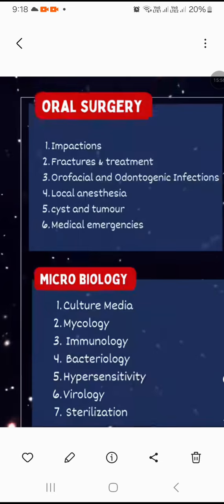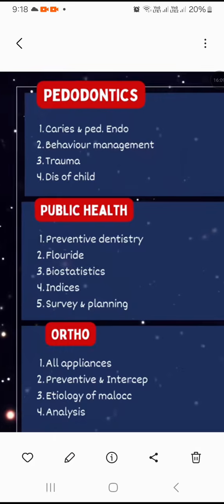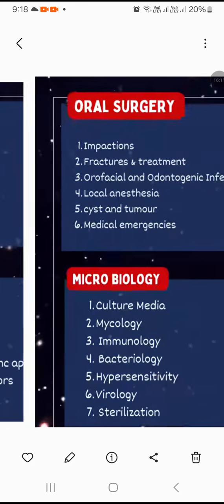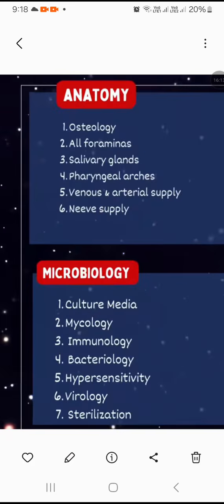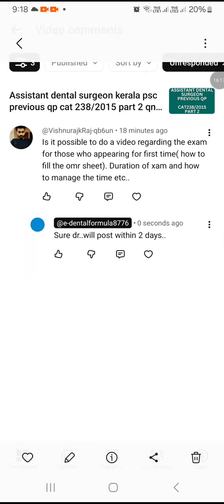Again sterilization is repeating. Okay, now coming on to pedo: behavior management. This one I explained once, isn't it? Behavior management, trauma and disorders of child. Public health I have explained already. Ortho I have already explained. So this is how you have to go through in the last minute. Take the topics, it will be easy if you go through these topics very fast.